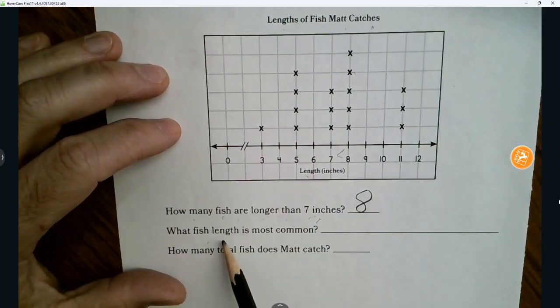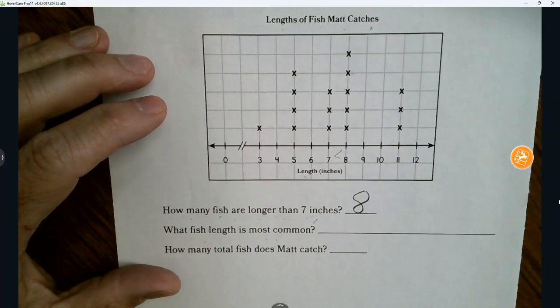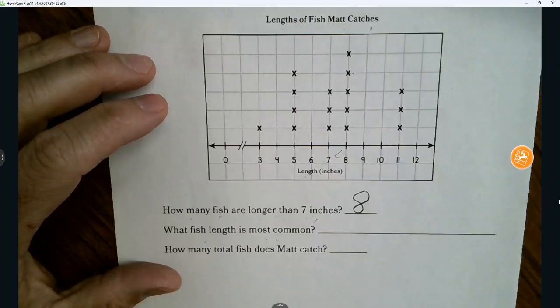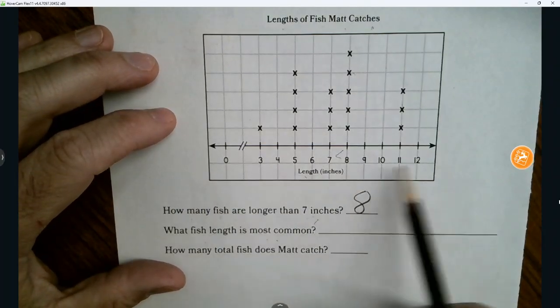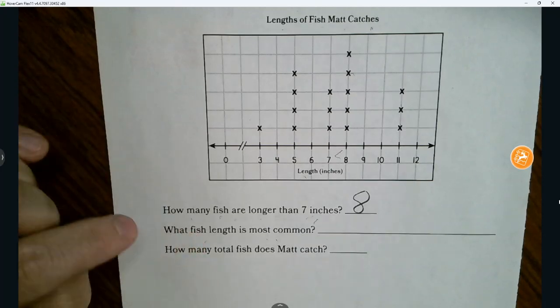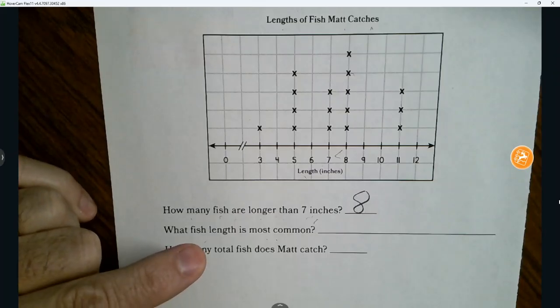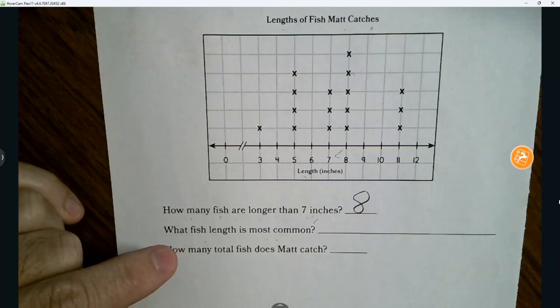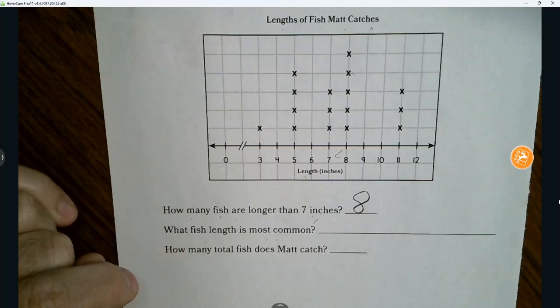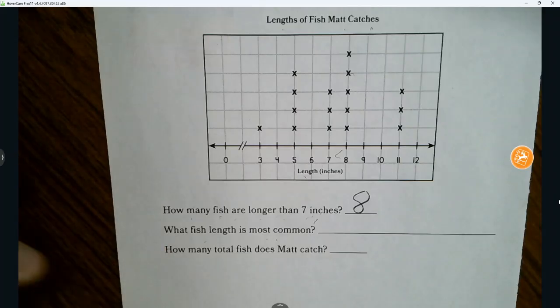Which fish length is the most common? So which one did he catch the most of? This is inches. So the most common means the one that he caught the most. Which one has the most X's? And then it says, how many total fish does Matt catch? Well, you just got to add all these up, or just count every X. I'm going to let you do these two. I'm not helping with these two. That's going to be on you.